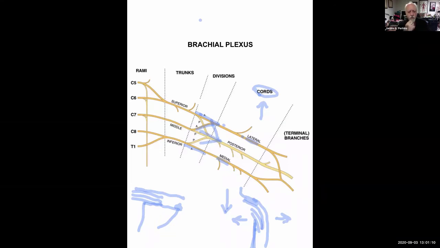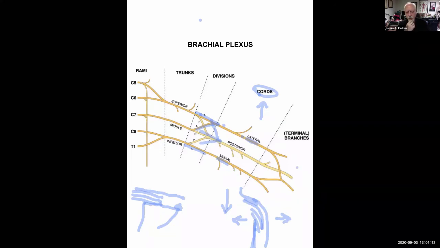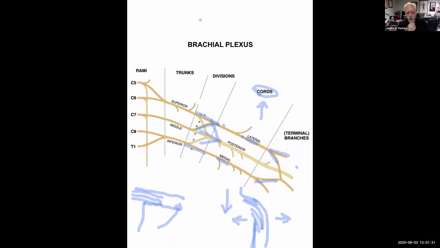The three chords then eventually split into what are called terminal branches. So the lateral chord terminates here where it splits into these two branches. The medial chord terminates here where it splits into these two. And then the posterior chord terminates here where it splits into those branches.